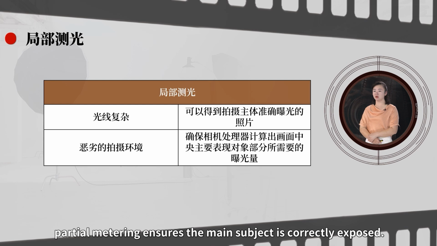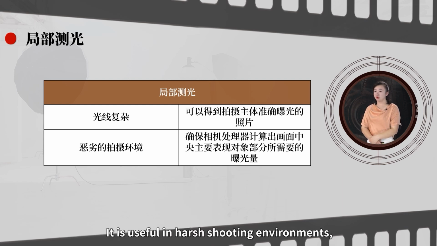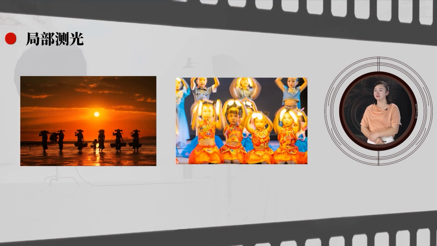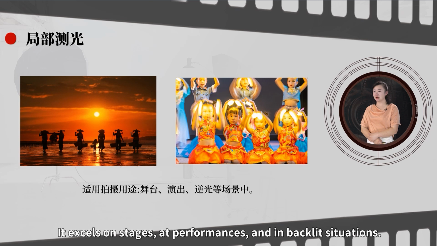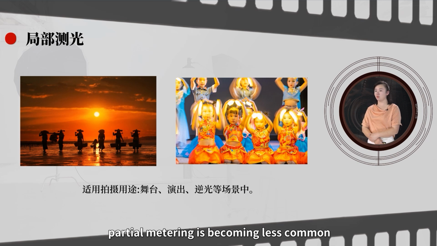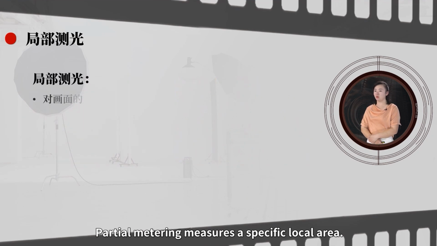Partial metering ensures the main subject is correctly exposed. It is useful in harsh shooting environments, ensuring the camera's processor computes the exact exposure required for the central subject. It excels on stages, at performances, and in backlit situations. Yet, with the rise of segmented matrix metering, partial metering is becoming less common except in Canon cameras, which still retain it. Partial metering measures a specific local area.